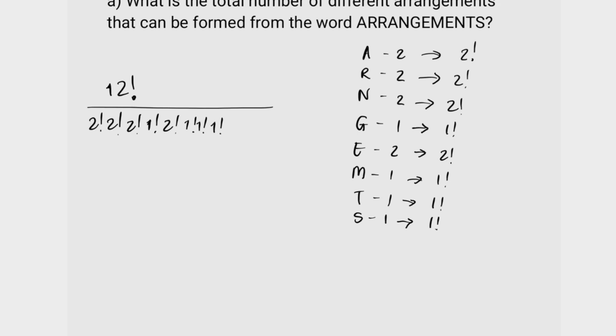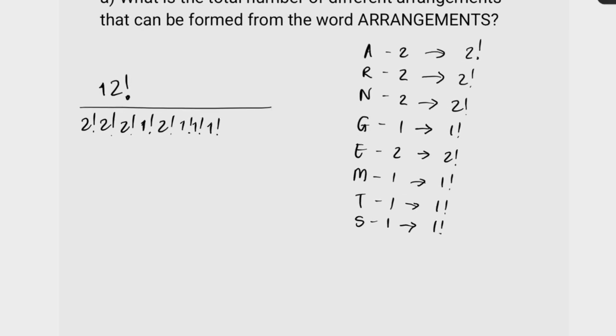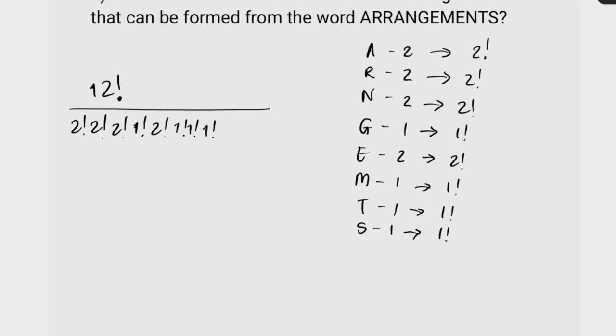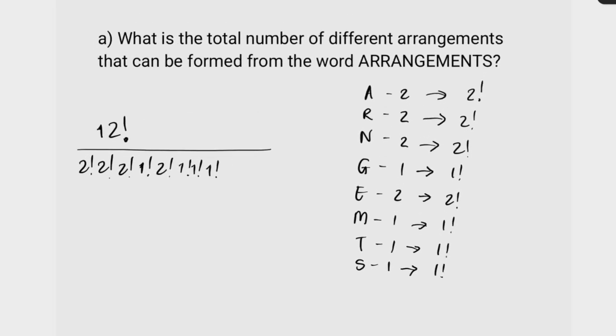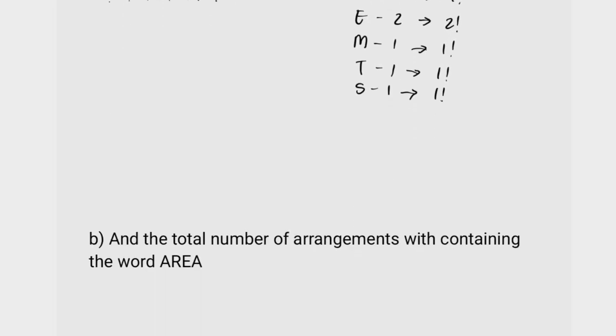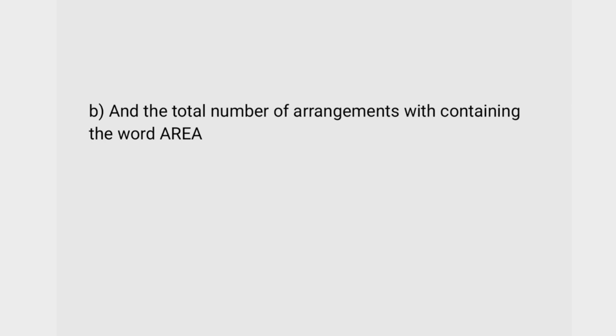You could simplify. I'm not going to simplify, like I told you. I don't have a calculator at hand; I'm just doing this in my mind. So yeah, that's that question. And now onto part B of the question: the total number of arrangements containing the word area, let's say in that exact order.